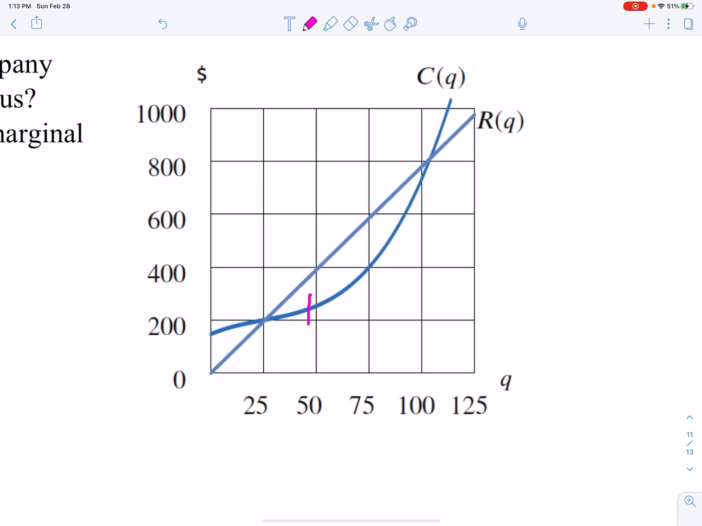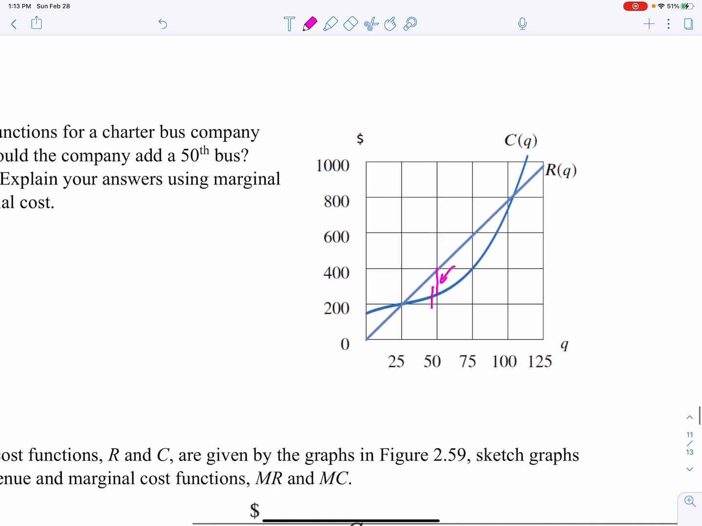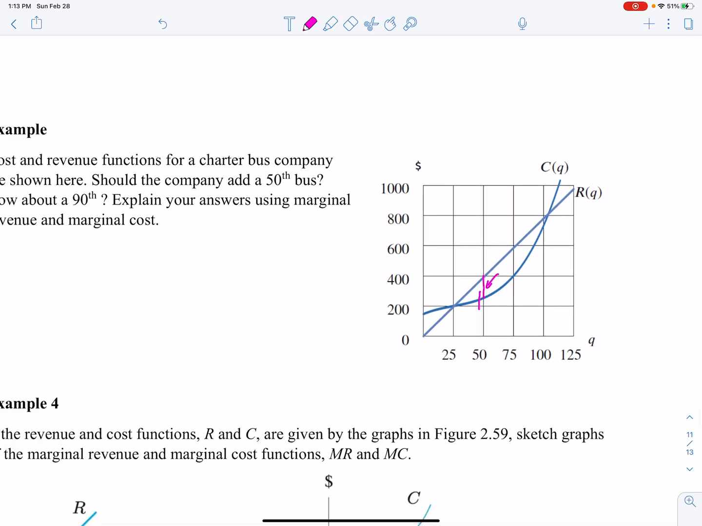I know it's kind of hard to see, but let's say there's the 49th bus right there, and here's the 50th bus. The gap between the revenue and the cost here is much bigger, right? So bigger gap between revenue and cost, when revenue is bigger than cost and you have a bigger vertical gap, you have more profit. So yeah, it's worth it to add a 50th bus because you're going to gain more profit, okay? Not just more profit, but a larger profit margin.